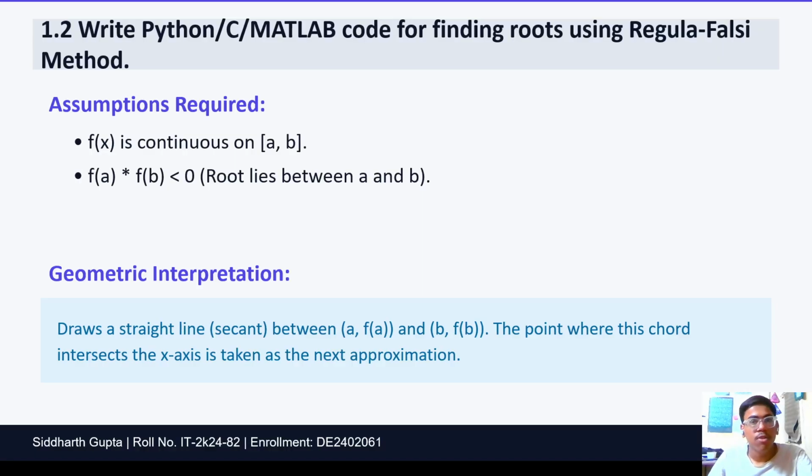Moving on to the code for the Regula-Falsi method. For the Regula-Falsi method, the same assumptions hold: the function must be continuous and f(a) times f(b) must be negative for root existence between a and b. The geometrical interpretation is a straight line, or secant, passing through (a, f(a)) and (b, f(b)).